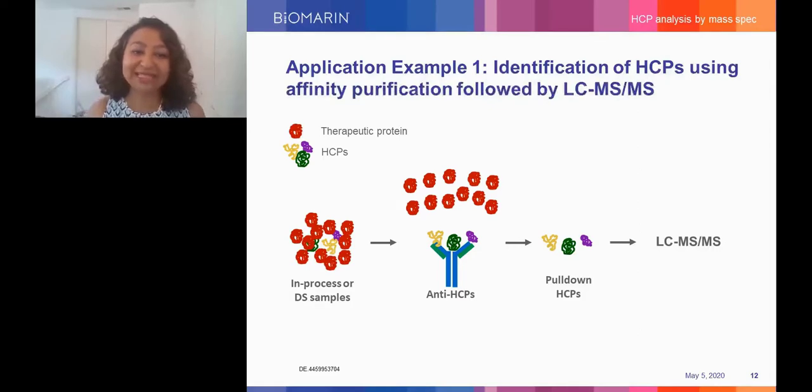You could apply these antibodies to an in-process sample, intermediate sample, or to the drug substance. And once you have these anti-host cell protein antibodies, you can use these to bind the host cell proteins in the drug substance. You can do a pull down and immunoaffinity purification. And then you can subject this to LC-MS and elucidate the identity and amounts of these proteins.